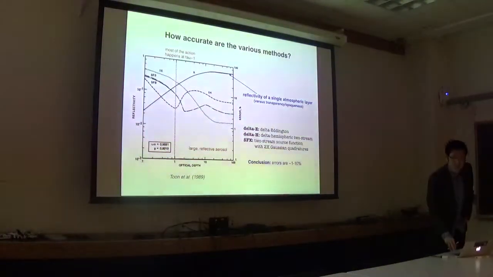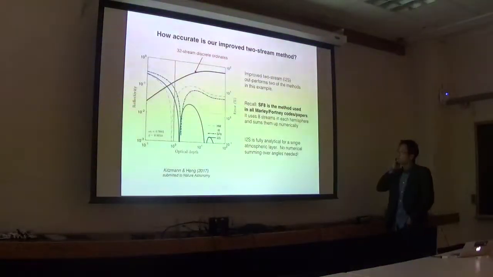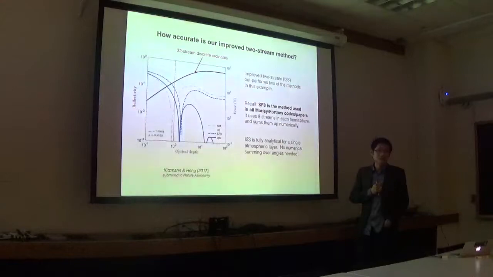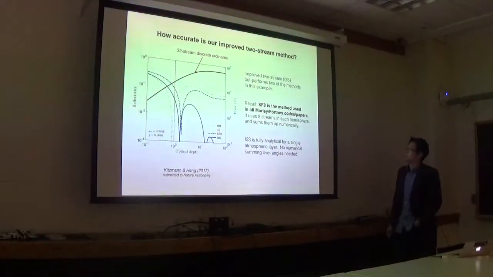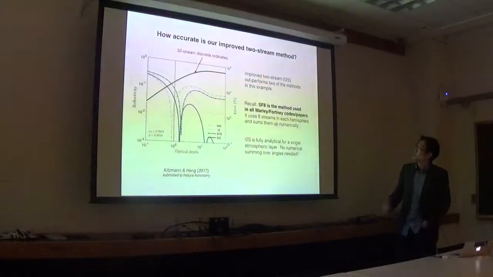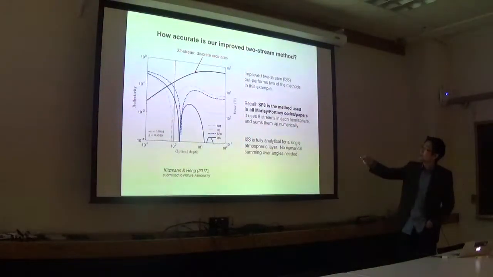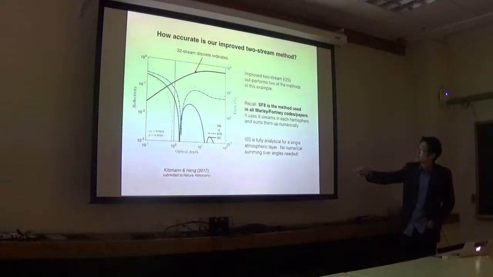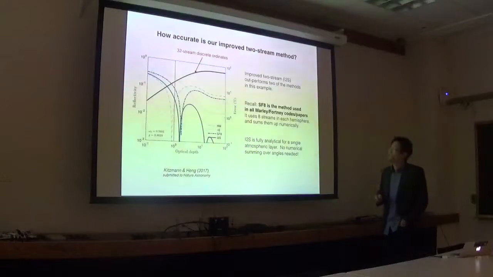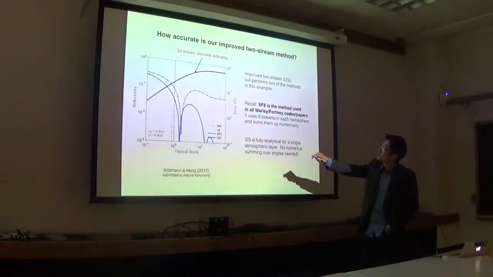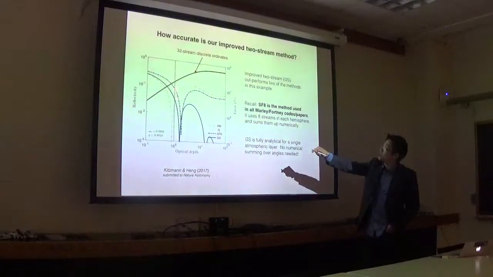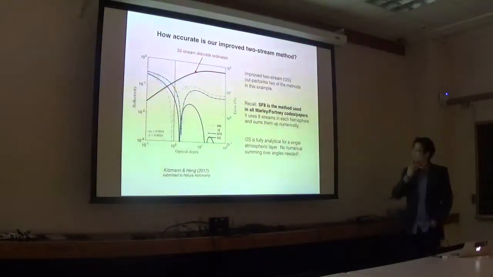What happens if I use the improved method I told you about, where I let E not be 1? This is the same plot, just to show you that we could reproduce the results in the previous plot. It's exactly the same setup. Now we use a 32-stream discrete ordinate calculation as the ground truth. This is again delta Eddington and the different methods, and the solid curve is our method. This is a 2-stream method, and in this particular case it is performing better than the 16-stream method by a non-negligible factor.